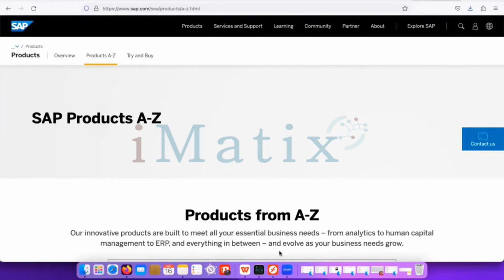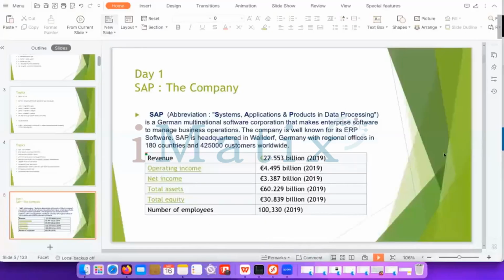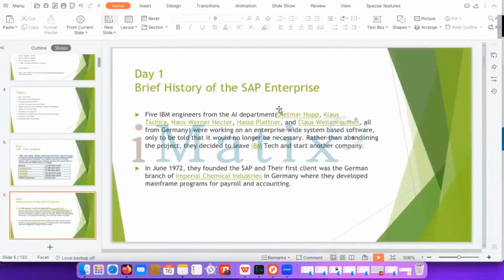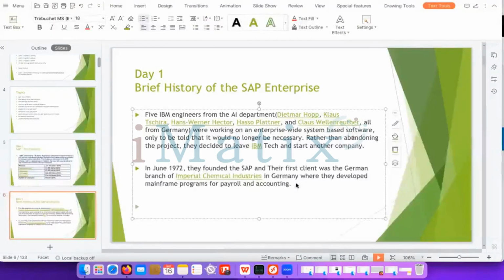Now we come to know that SAP is a German multinational company, and it started in 1972. This company is very old. Recently, last year, 2022, they completed 50 years. It was started by 5 IBM engineers. It's not a new organization, it's a very old company.